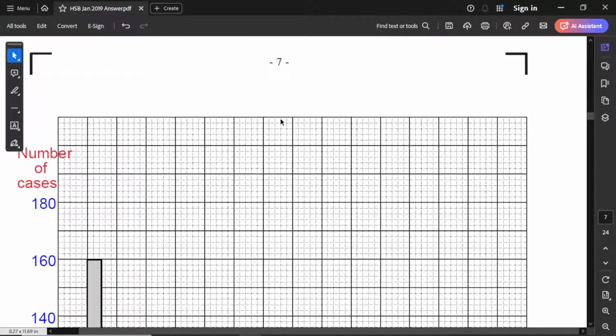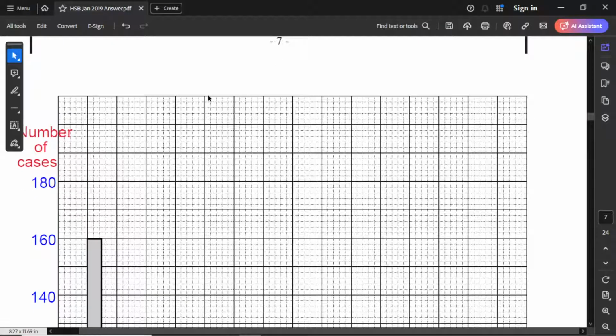All right, there's one thing that I missed out right here: always try to write a title for your graph. So please make sure you put that in, a title, and you can just say the graph showing the number of cases of dengue and malaria between the years 1990 to 1994. All right, so please ensure to write a title.